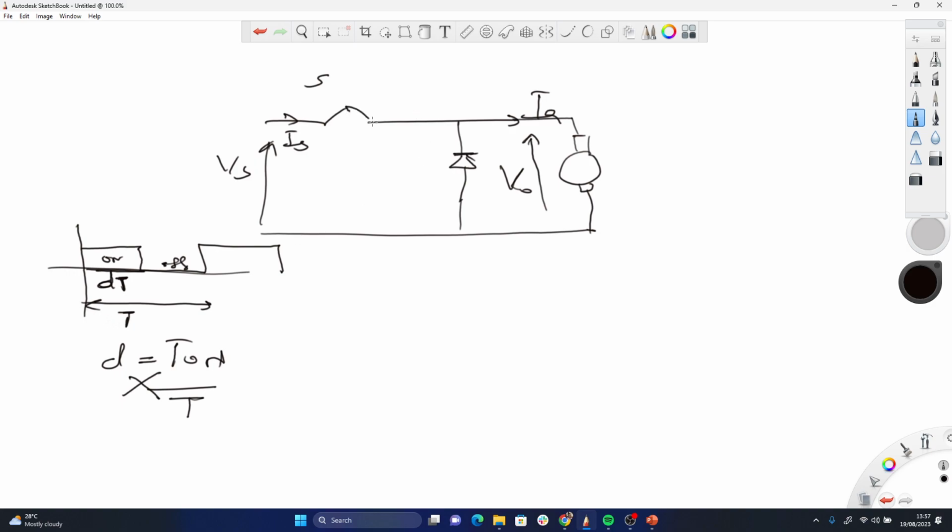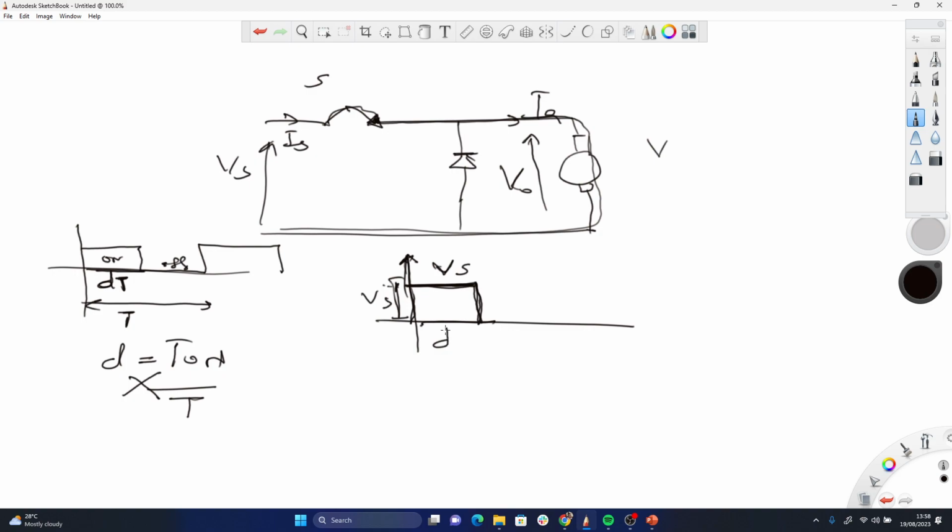So when I close this, when it's in the on state, what happens? Let me draw how the output voltage looks. When it is in the on state, I record a voltage V at the output, like this. So this is when it is in the on state. Now the magnitude of this V is equal to what? Vs. The height is Vs. And this width is dT.